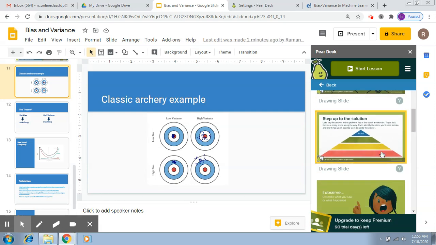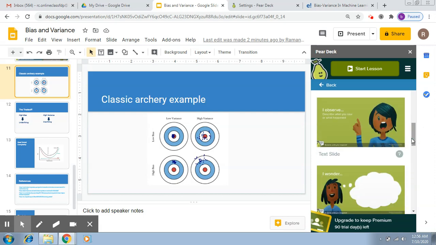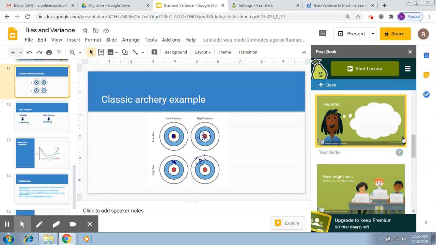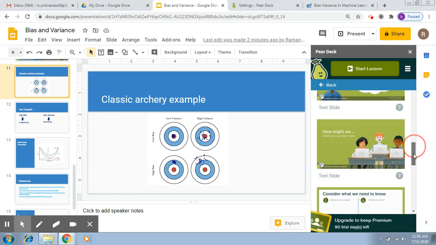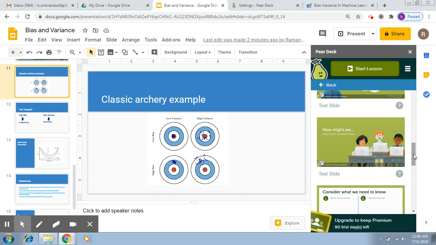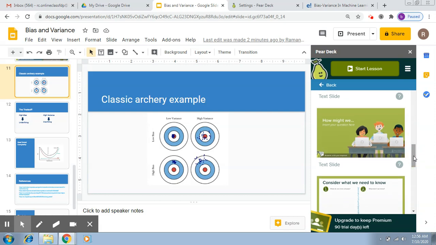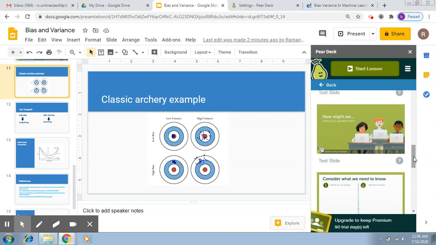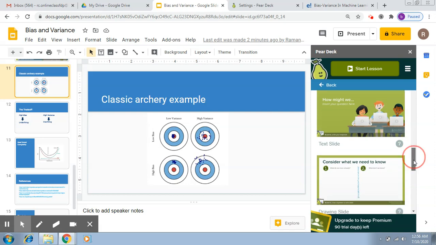Set up to a solution. So here you are trying to build a mountain to get to a particular solution of a problem. I observe. So here you describe what you saw or what happened. So here you're trying to make an observation. I would like to add this particular template here, but the rest are talking about I wonder. So this is what the child is thinking about what he saw. How might we? So here you can insert your question. So how might we do a particular thing? How might we lead to a particular compound in chemistry, an organic compound?